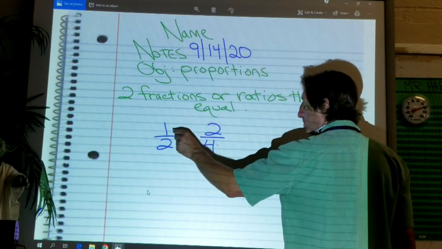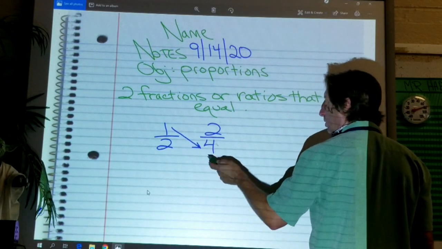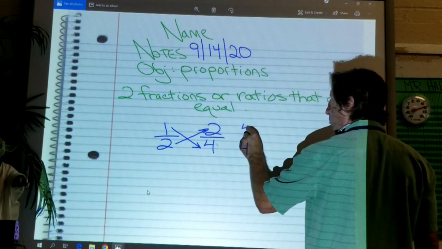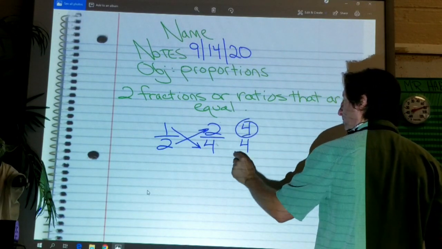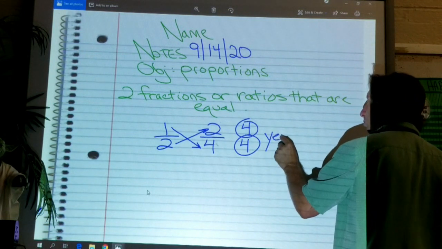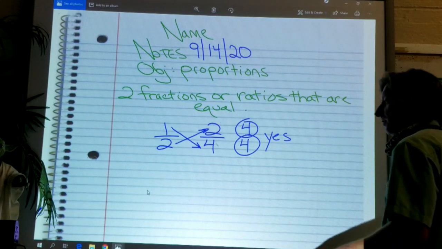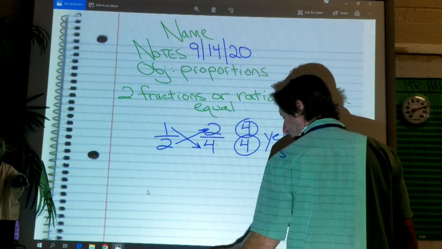And it's called cross multiply. So you do 1 times 4 is 4, and 2 times 2 is 4. If those numbers are the same, then yes, it's a proportion. That means those fractions mean the same thing. So let's look at one that doesn't. We'll put that one in red.